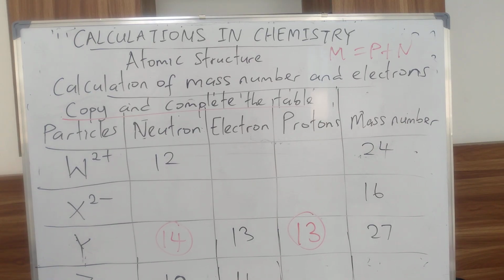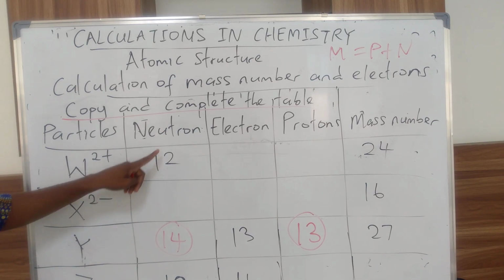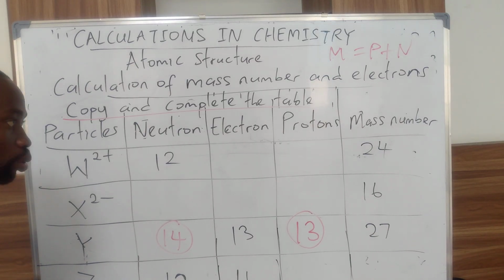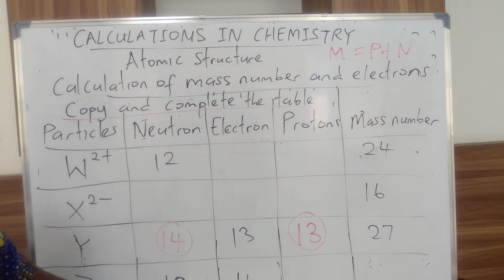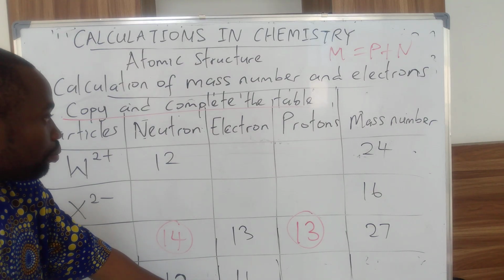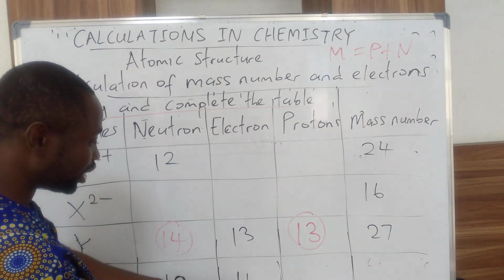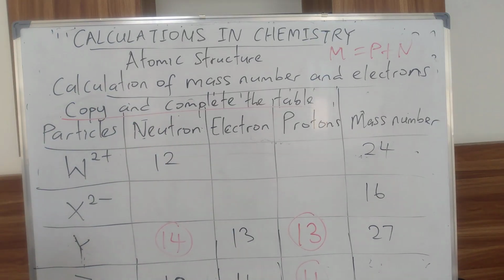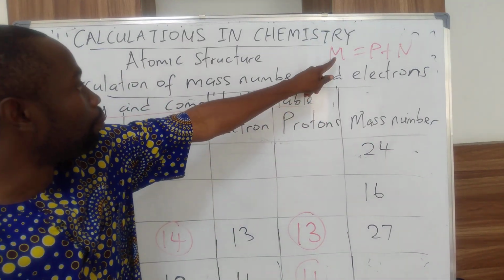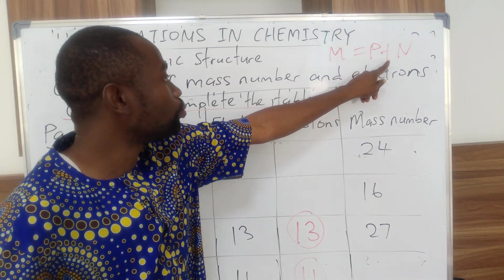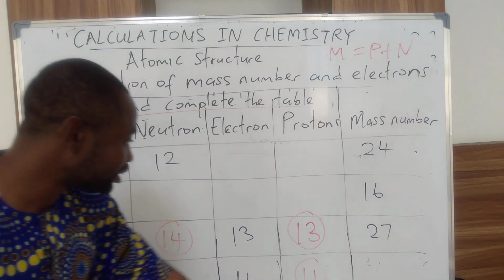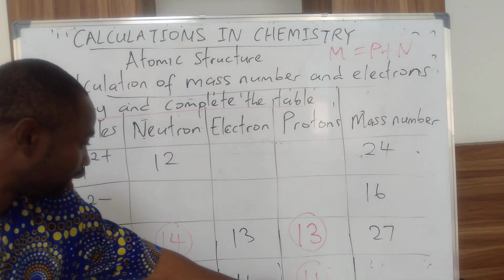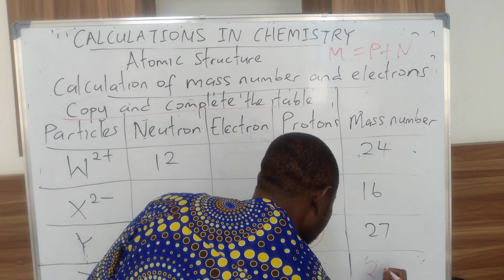Now let's go and do Z. Z, I have the neutron and the electron. Don't forget, Z is also a neutral atom. And in the neutral atom, the electron number is the same as the proton number. So if this is 11, this is also what? 11. So I need the mass number. Look at the formula. Mass number is what? Proton plus neutron. So for me to get the answer here, it's going to be 12 plus 11. So this is 23.